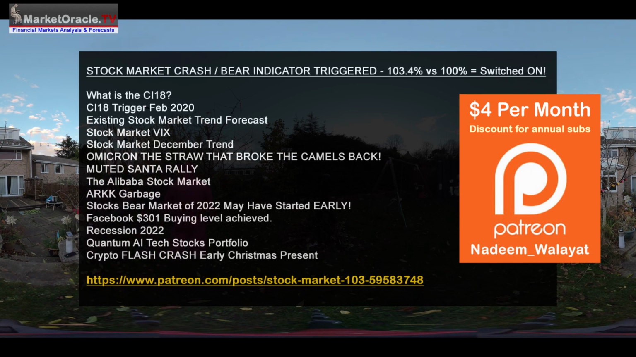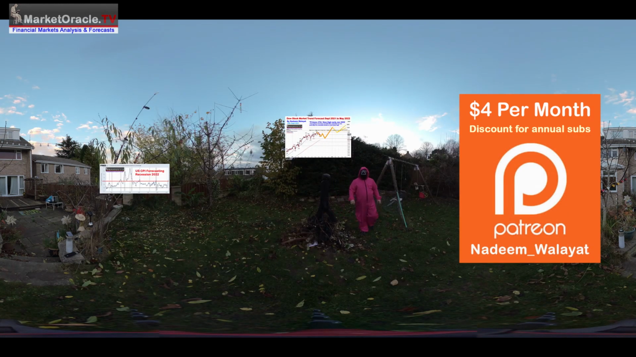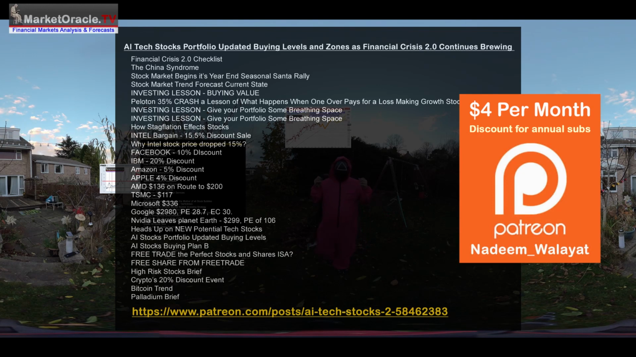Anybody warns of significantly lower prices ahead. You know, all these people FOMOing for new highs are going to be disappointed. But more on that in that analysis, which is extensive. And then we have my AI tech stocks buying levels as financial crisis 2.0 continues to blow.